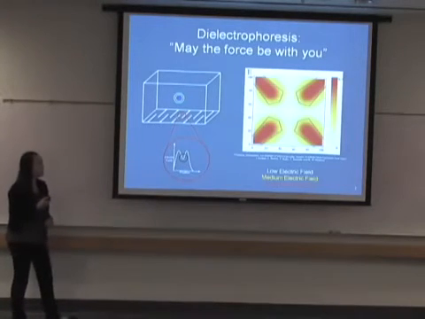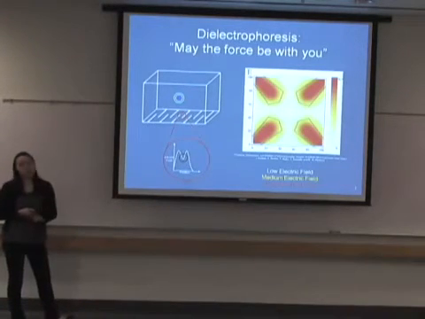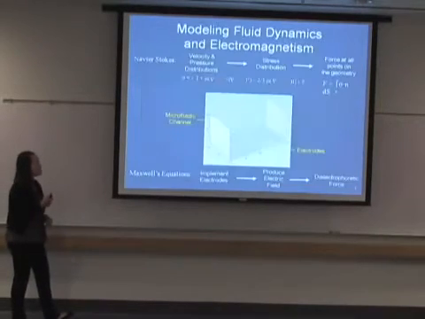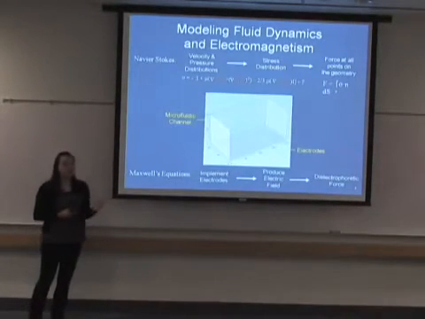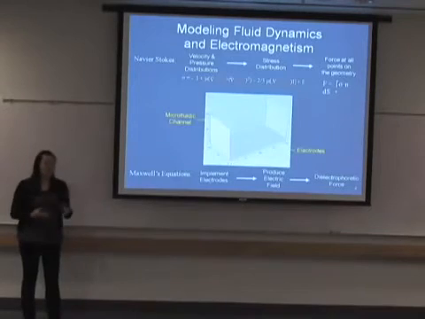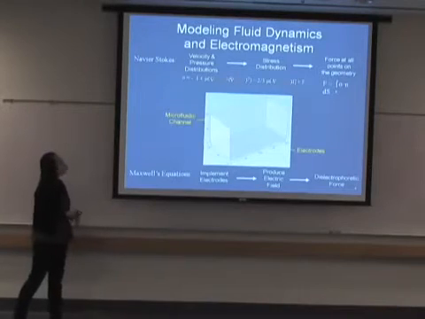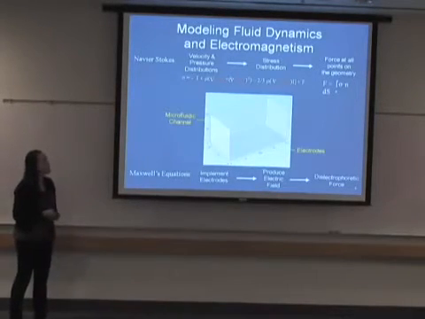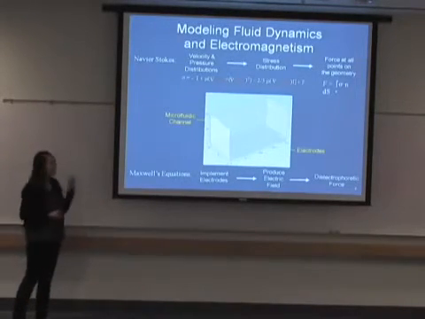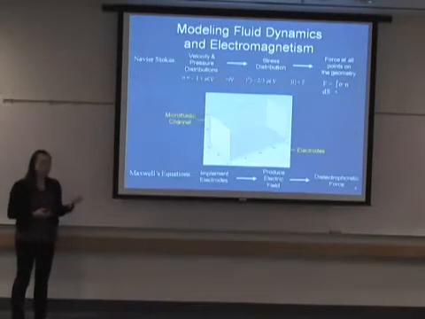So we're using a software called COMSOL Multiphysics. The reason why is we have to model both fluid dynamics and electromagnetism into one model. And COMSOL allows us to combine these two different types of physics for one simulation. So the Navier-Stokes equations are the ones that govern fluid flow. They allow us to solve for both the velocity and the pressure distributions throughout our channel.